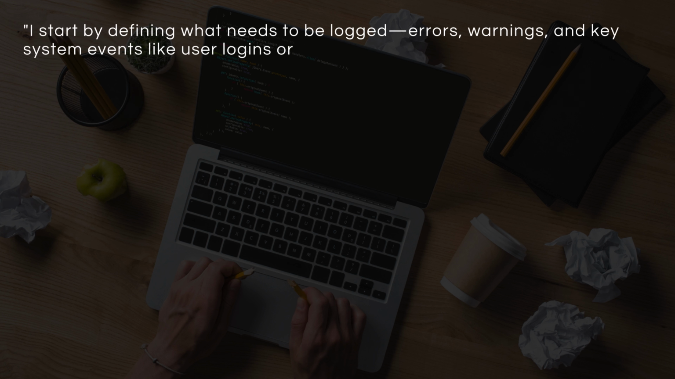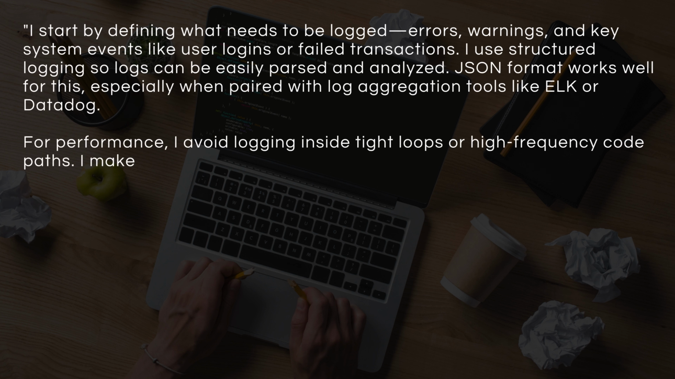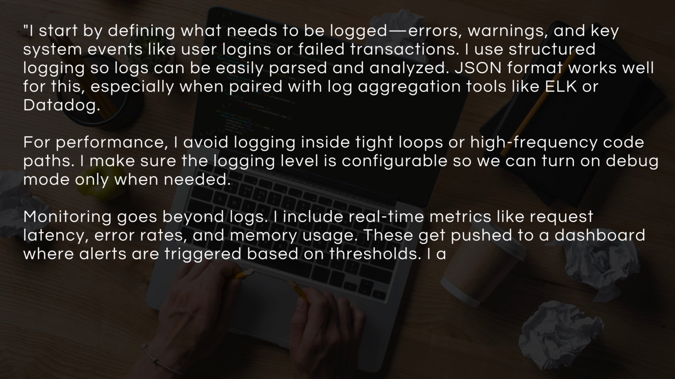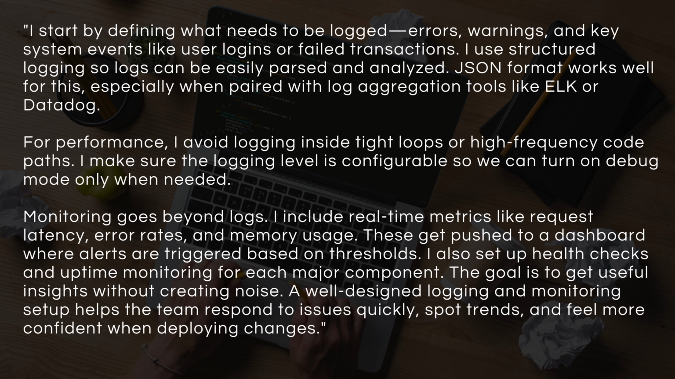I start by defining what needs to be logged: errors, warnings, and key system events like user logins or failed transactions. I use structured logging so logs can be easily parsed and analyzed. JSON format works well for this, especially when paired with log aggregation tools like ELK or Datadog. For performance, I avoid logging inside tight loops or high-frequency code paths. I make sure the logging level is configurable so we can turn on debug mode only when needed.